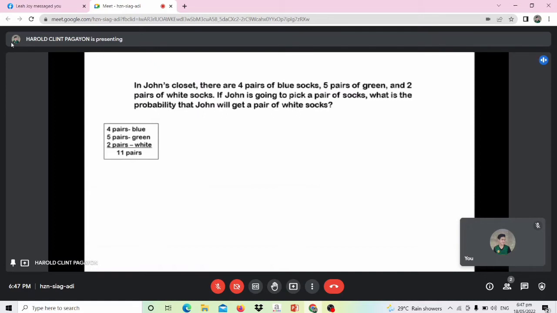Since we are looking for the probability of the white socks that John will get, using the same formula, P of E is equal to the number of favorable events over the number of all possible events. So it will go like this. Again, P of white, because white socks is what we are looking for. The probability of the white socks is equal to 2 over 11. So why does it become 2?